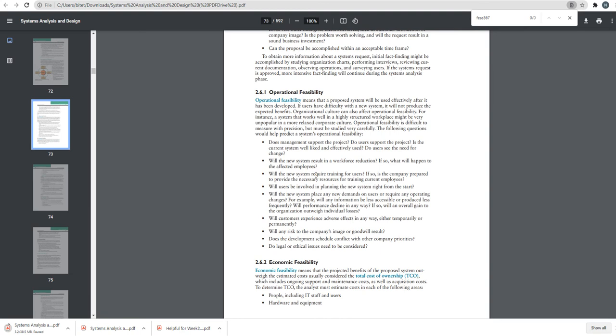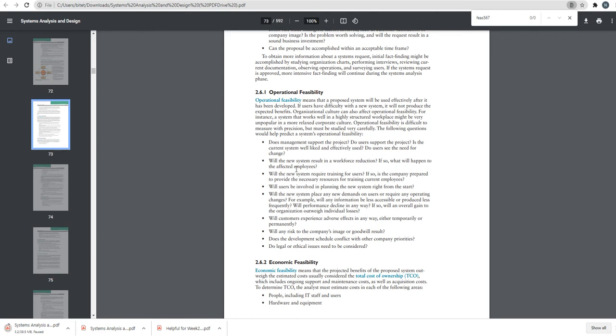Do legal or ethical issues need to be considered? Yes, they will be considered, right? We know that we work a lot of times on ethical and legal issues. Will any risk to the company image or goodwill result? No. For this question it is no. The company's goodwill will be increased. Risk will be reduced.